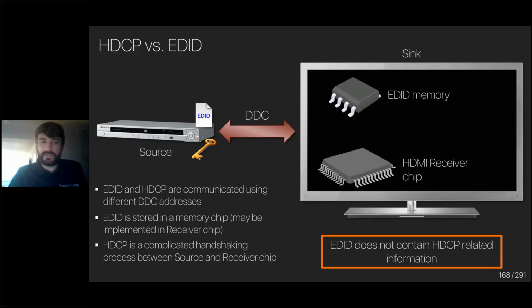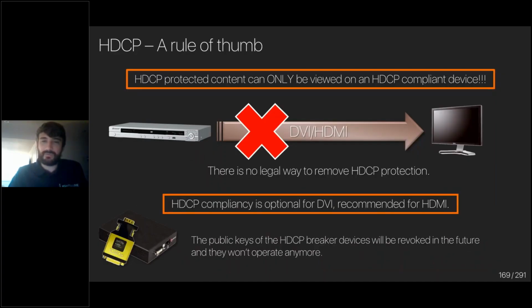So the most important rule is that protected content can only be viewed on compliant devices. If a device removes the encryption and sends it to a non-compliant display, then it's considered an illegal device, and we'll see what the consequences are of that. So HDMI compliancy is more or less equivalent to HDCP compliancy. Maybe the very first HDMI displays or sources weren't compliant, but nowadays anything that supports HDCP basically also is an HDMI device.